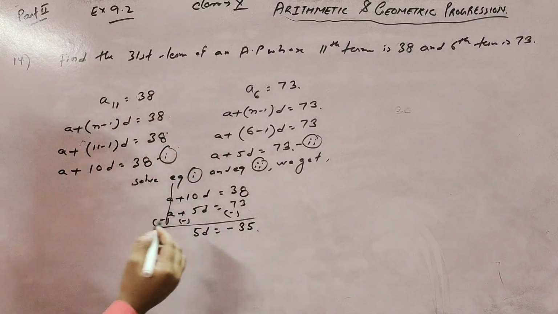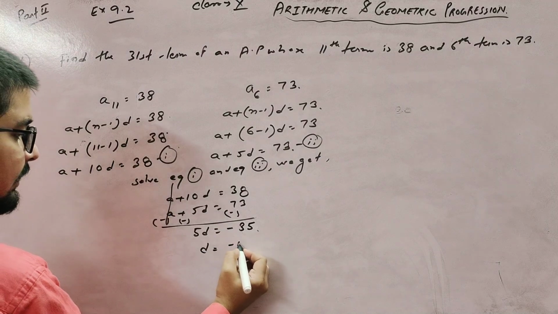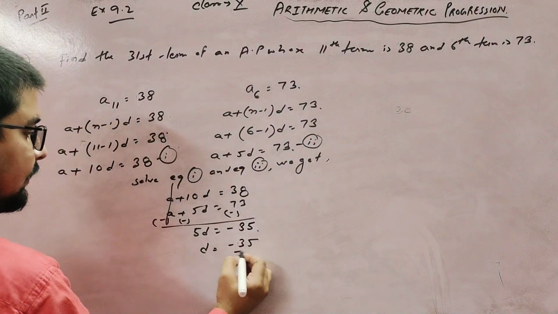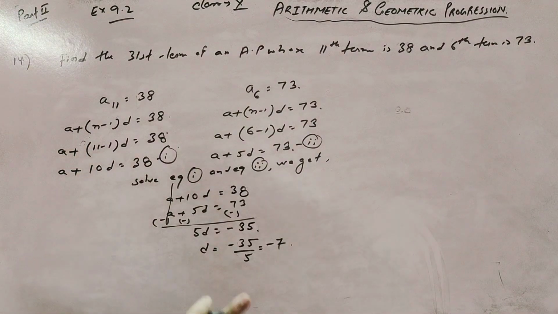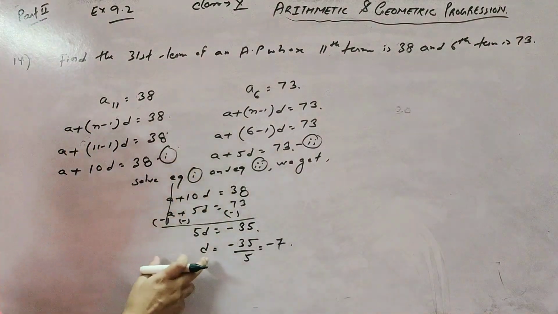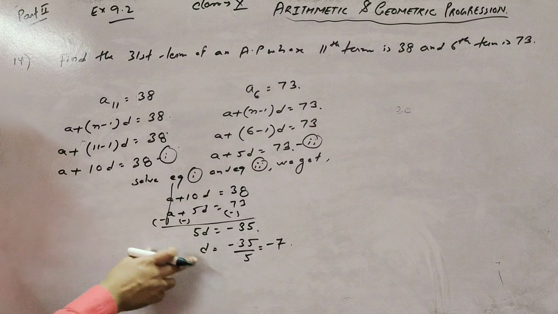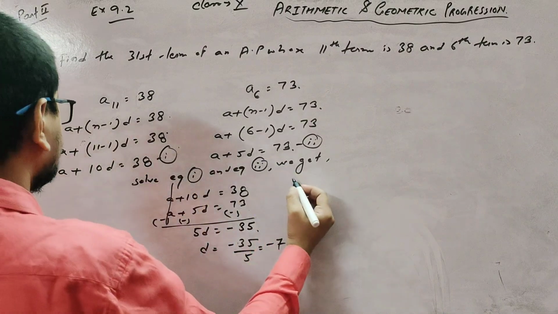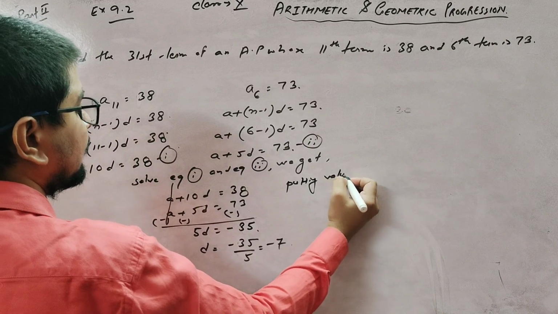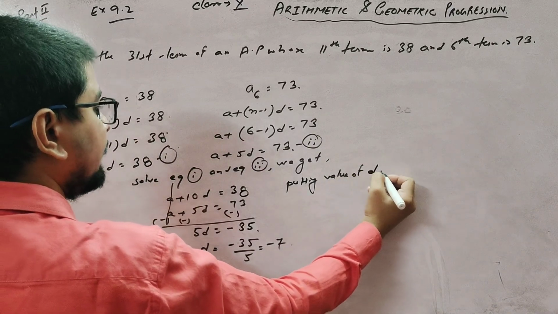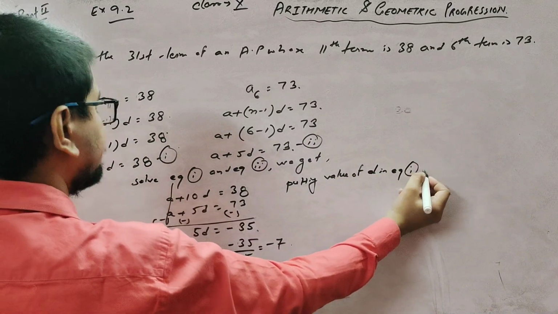Okay, so D equals minus 35 by 5, that is minus 7. So the difference is minus 7. Now it's time to find the value of A. So putting the value of D in any equation, putting the value of D in equation 1.